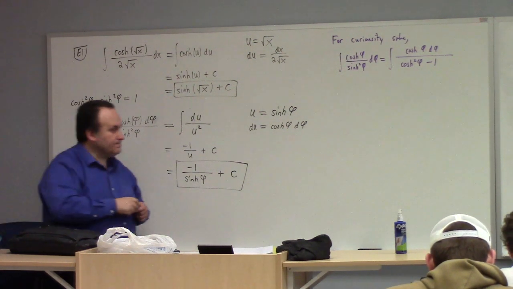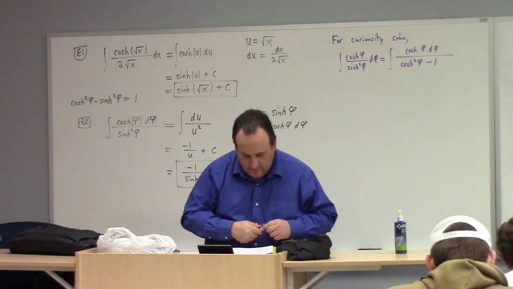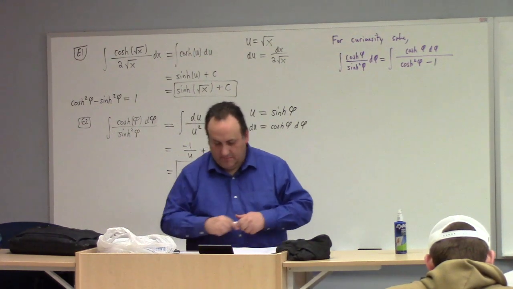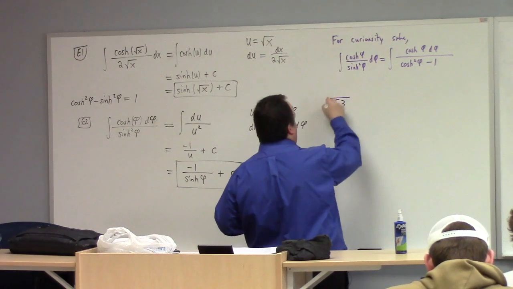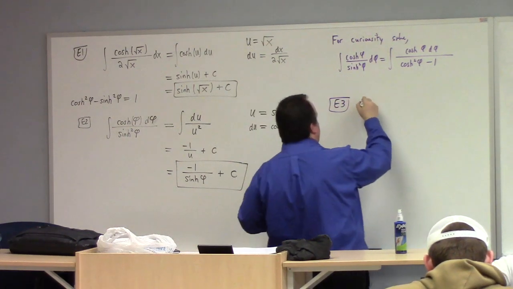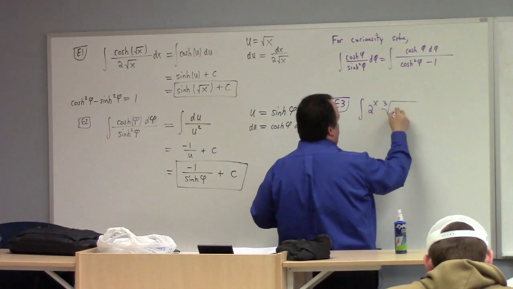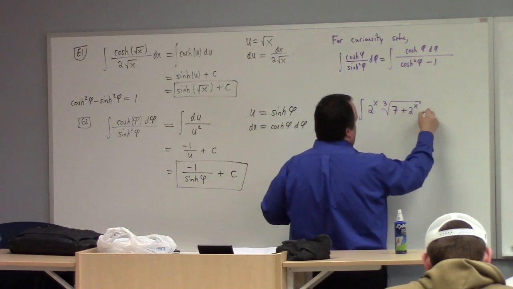Let's look at some others. Example 3. See if you guys can figure this one out. Suppose we have the integral of 2 to the x times the cube root of 7 plus 2 to the x dx.